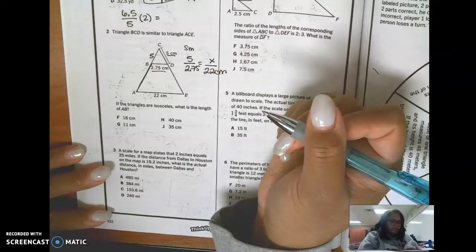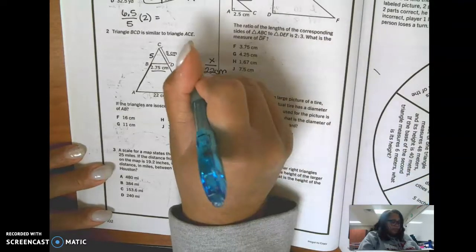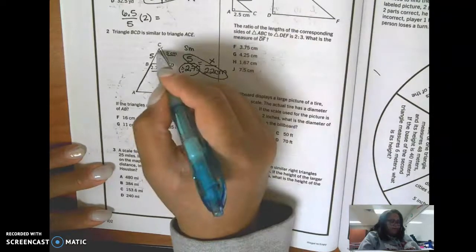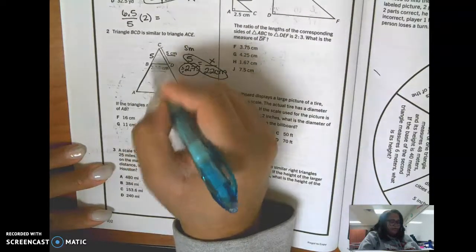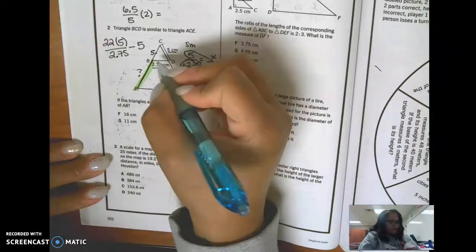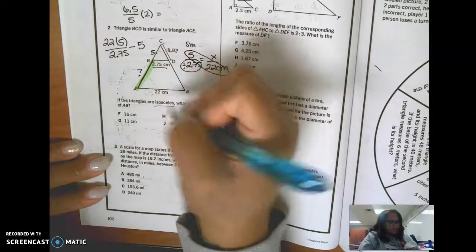Okay? So I'm going to cross multiply and then divide by 2.75. But I already have 5 centimeters here, so I want to know the difference. So I'm going to get this answer, 22 times 5 divided by 2.75. Then I'm going to subtract 5 because I already have this part right here. I need just from here to here. I don't need that whole side. Okay, and isosceles means that these two sides of the triangle are equal and these two sides up here are equal.